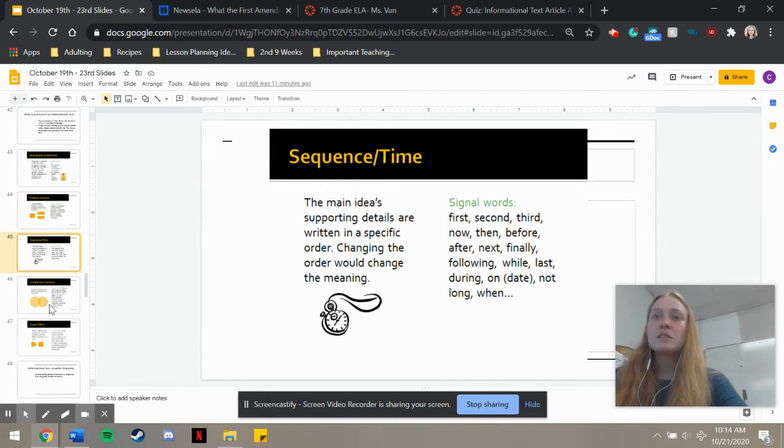The next one is a sequence or time informational text. The main ideas and supporting details are written in a specific order. This would be something you'd be likely to see in a social studies class, where the article progresses chronologically, which means in order, and discusses things in the order that they took place. Some signal words are first, second, third, now, then, before, etc., that show the passing of time.